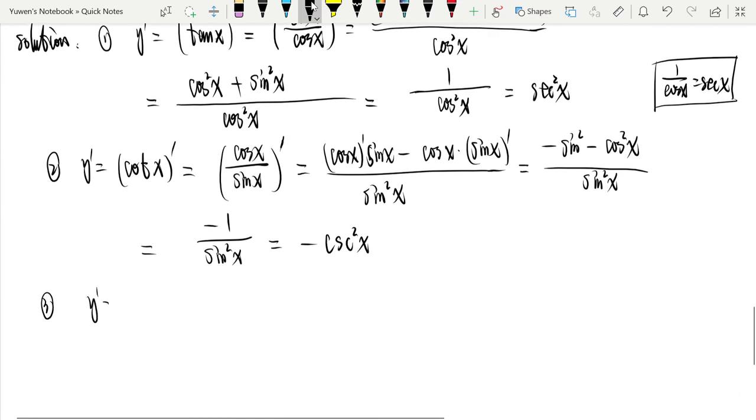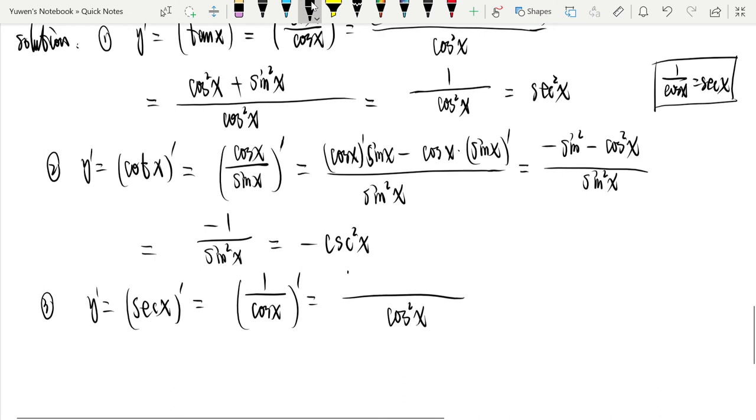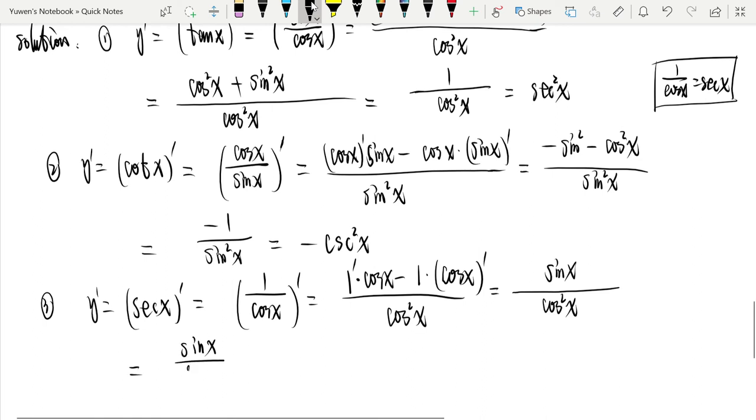And the third one, the derivative of secant x. That's the derivative of 1 over cosine x. That is cosine x squared in the denominator, the derivative of 1 times cosine x minus 1 times the derivative of cosine x. The derivative of 1 is 0, and the derivative of cosine x is negative sine x. So that is sine x over cosine x squared. We separate it: sine x over cosine x times 1 over cosine x. The first part is tangent x, the second part is secant x.